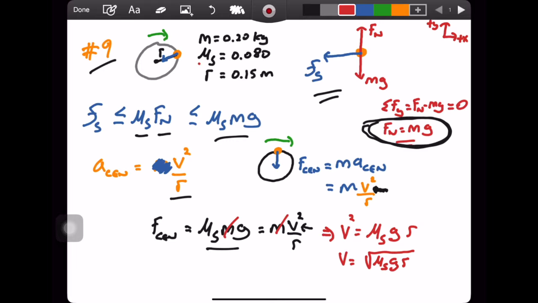I have mu s, I have r, and turns out mass doesn't matter in this problem, but g is 9.8, so that would allow me to solve for the velocity. And again, this is velocity max. If this velocity got any more, then this side of the equation would be bigger than the maximum static friction, and so the static friction wouldn't be able to supply the requisite centripetal force and you would have slippage. By the way, this v is linear velocity.